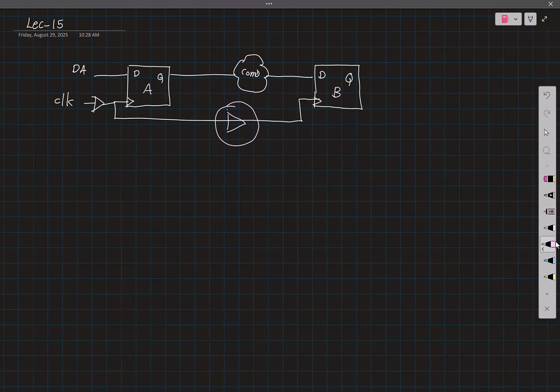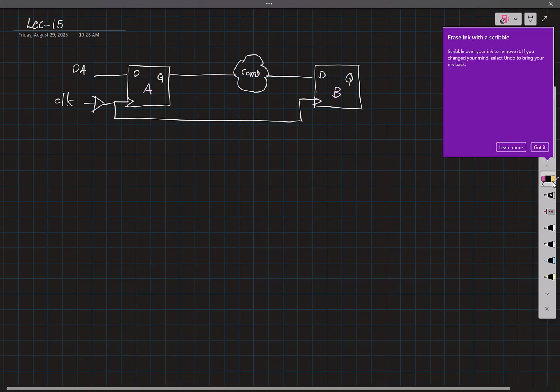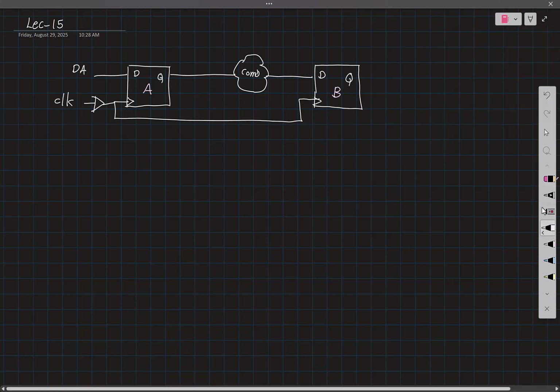Now, in this particular case, the clock is reaching both the launch and the capture flop at the same time. So, do you think this buffer delay is going to cause any difference? No, right? Whether you increase it or decrease it, it has no bearing on the timing analysis to be done in this path.